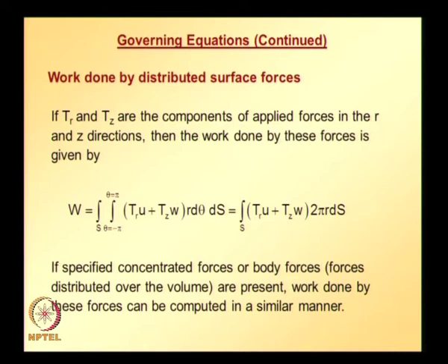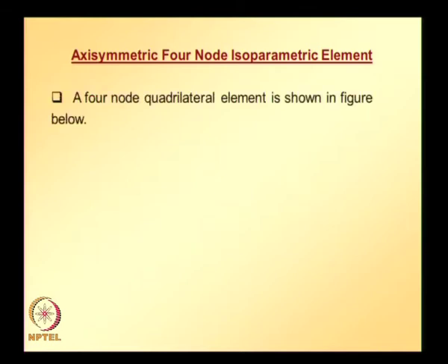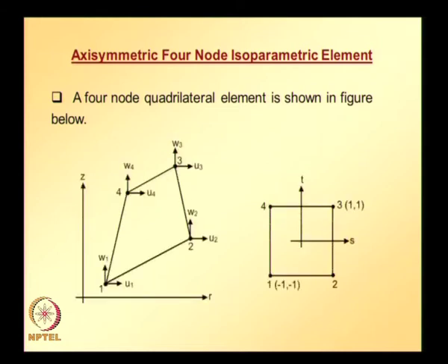So, now let us look at derivation of finite element equations for a quadrilateral element, an axisymmetric 4 node isoparametric element. A 4 node quadrilateral element is shown in the figure. All the displacement components at all nodes are shown.